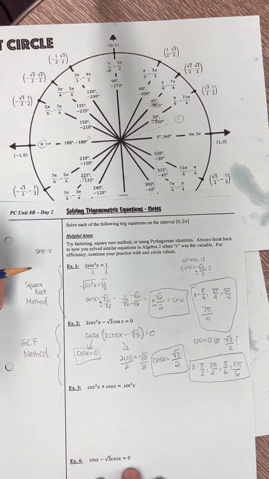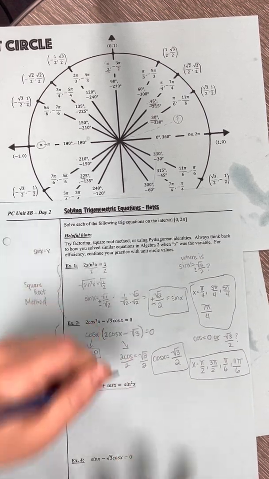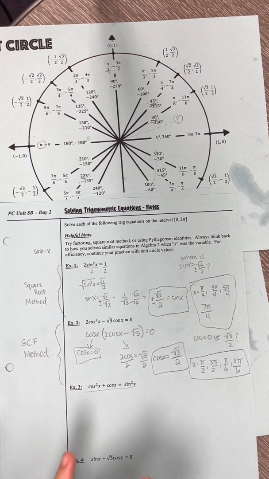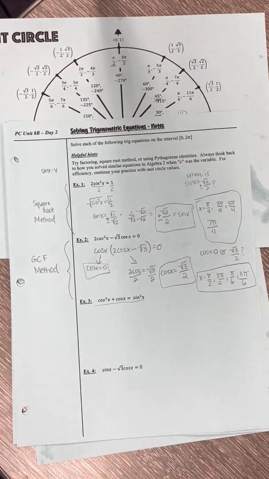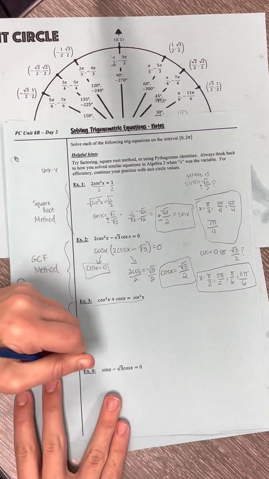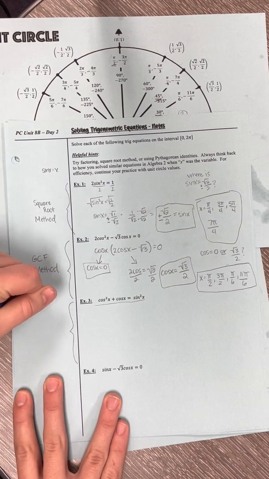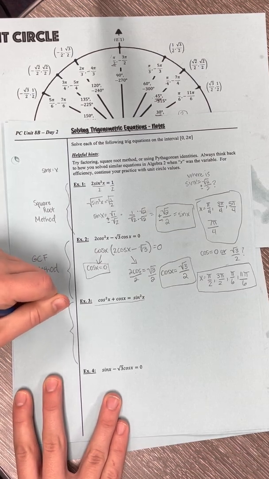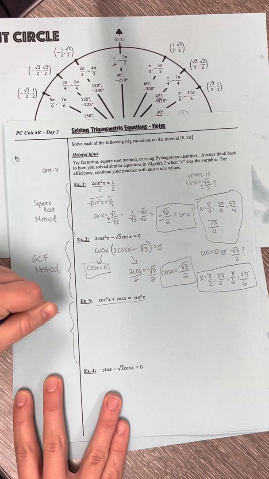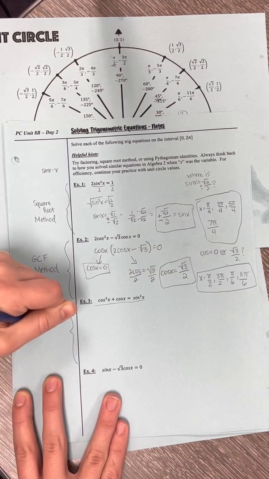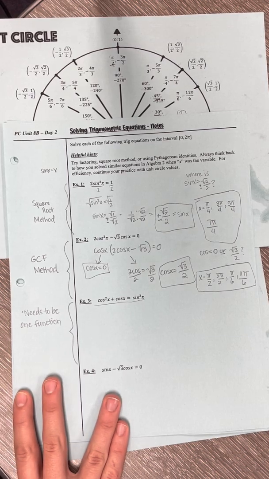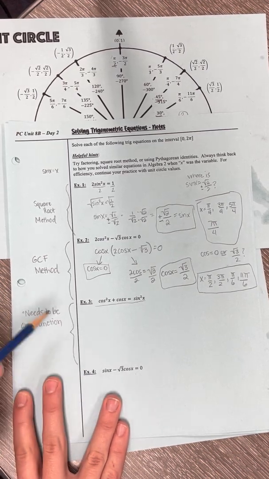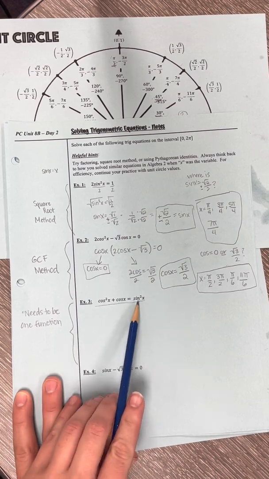Okay, when you see one like this, we have cosine and sine involved. The only way that we can solve this is if we have everything in the same trig function. It all has to be one function. So we either have to find a way to convert sine squared x to cosine, or both of these cosines to sine. And honestly, the easiest thing is going to be converting the sine squared x.